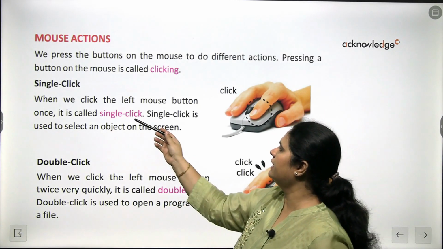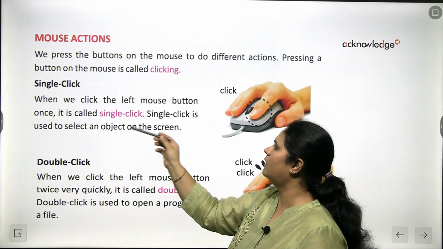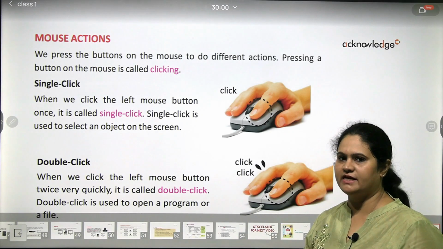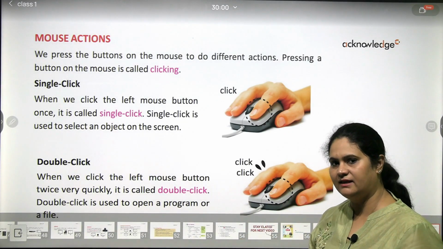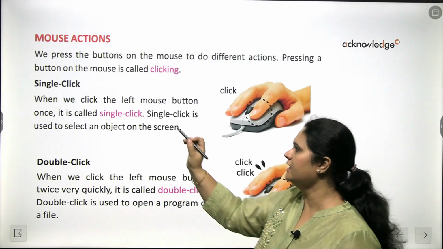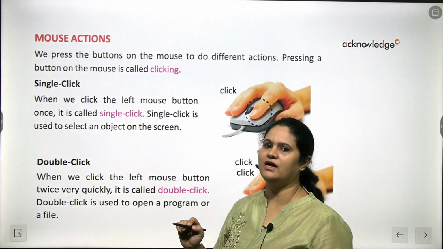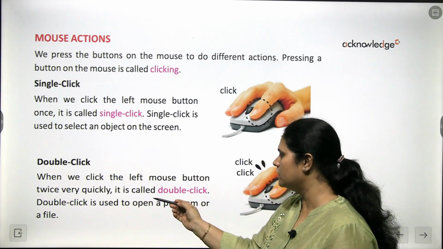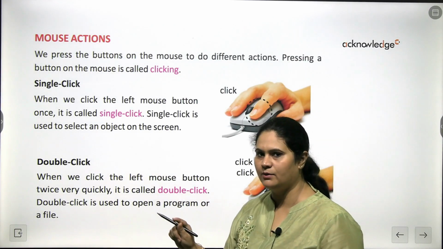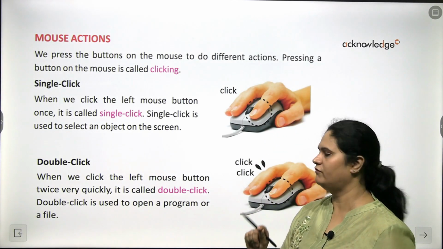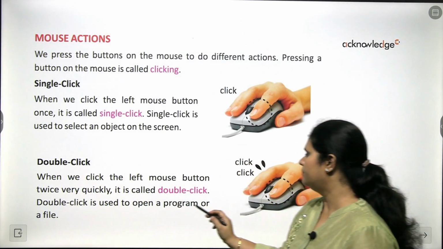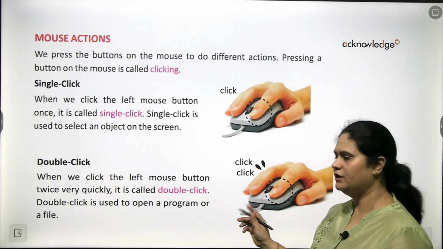Okay, so when we click the left mouse button once, it is called a single click. It is used to select an object on the screen. Whenever you want to select anything, you just need to click it once, and for that you need a single click action of the mouse. Now, if you want to open some file or a program, you need to double click, and that too very quickly. Very quickly you need to click the mouse and it will open the program or the file.